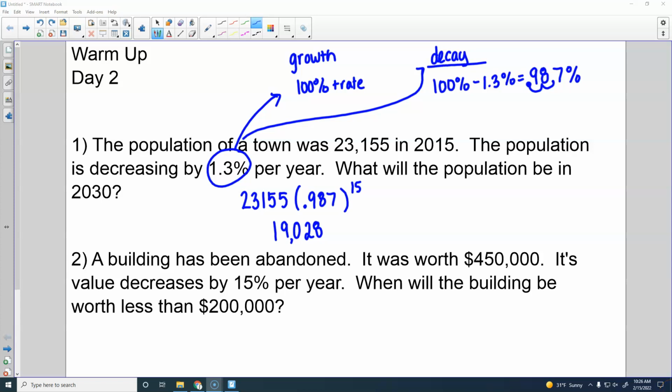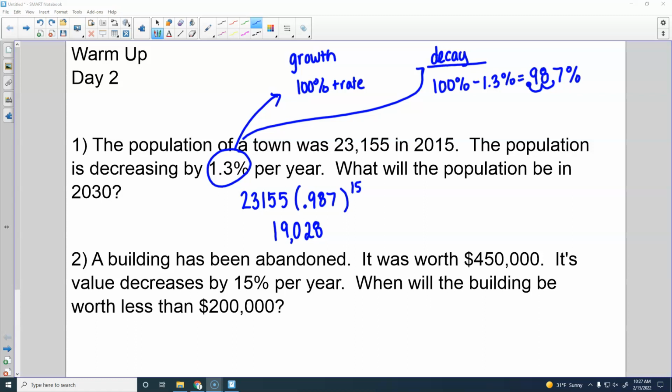Okay? This time, we have a building that has been abandoned. It's worth $450,000 right now, but if you just abandon a building, it's going to start falling apart pretty quickly. So its value is going to decrease by 15% per year. When will the building be worth less than $200,000?